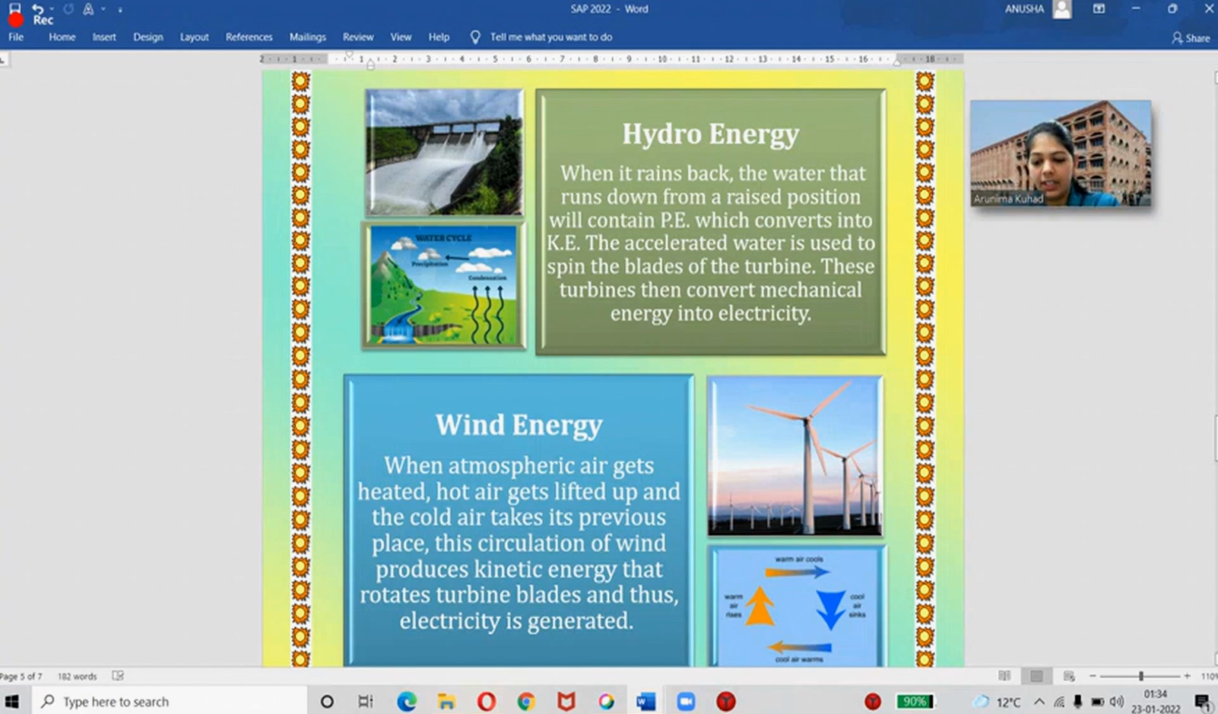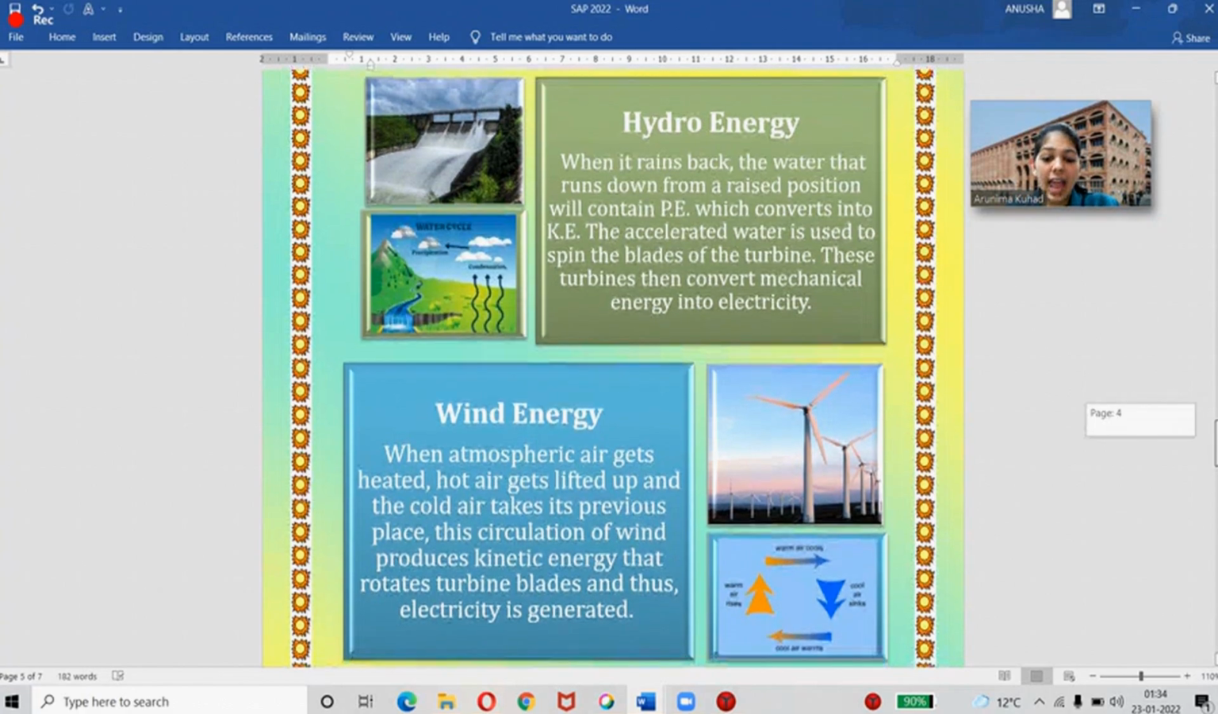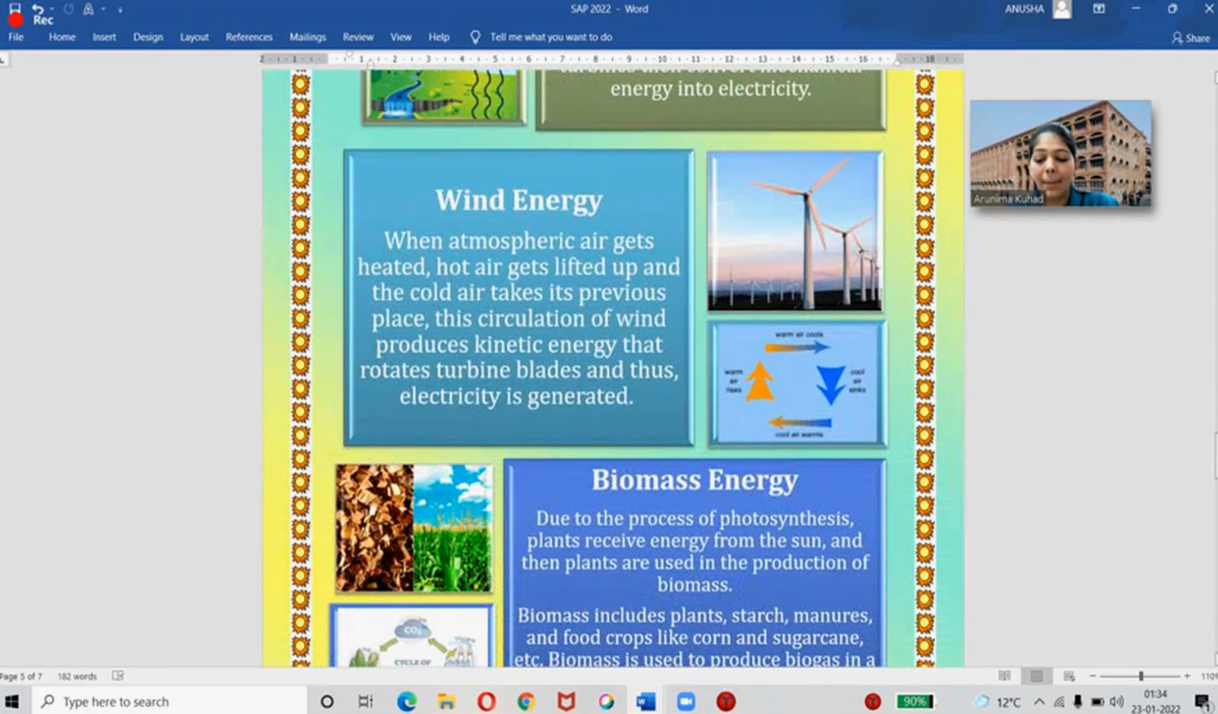Wind energy. When atmospheric air gets heated up by sun's radiation, the air gets lifted up and the cold air takes its previous place. This circulation of air results in the flowing of wind. The flow of wind produces kinetic energy that rotates the turbine blades, and thus wind energy or electricity is generated.